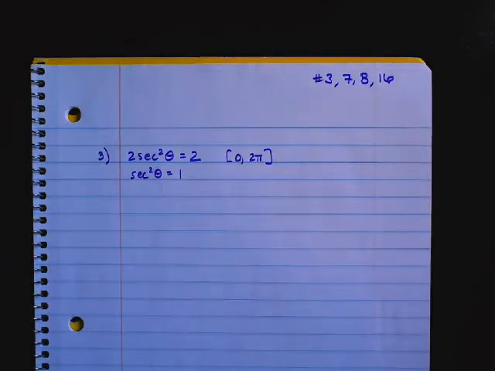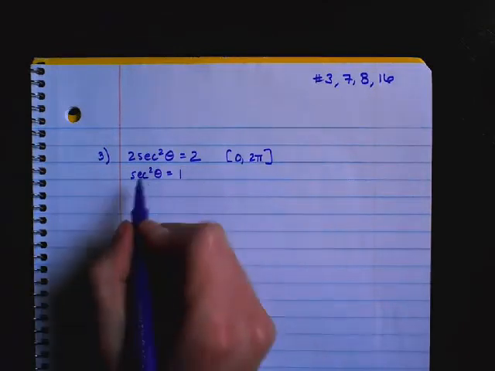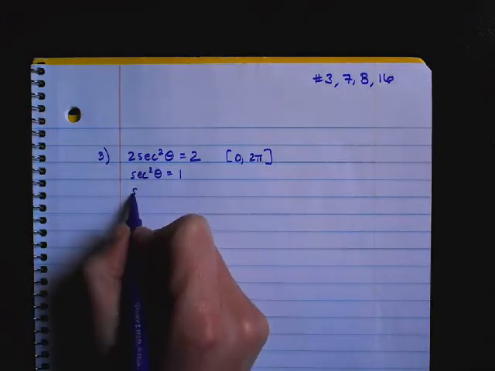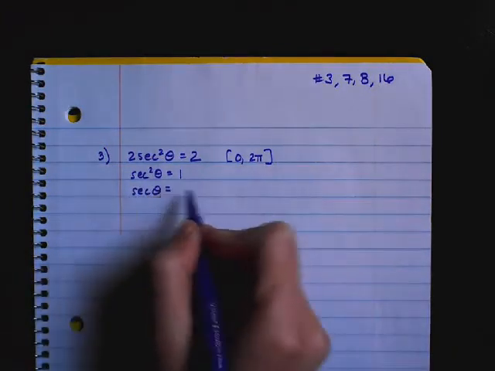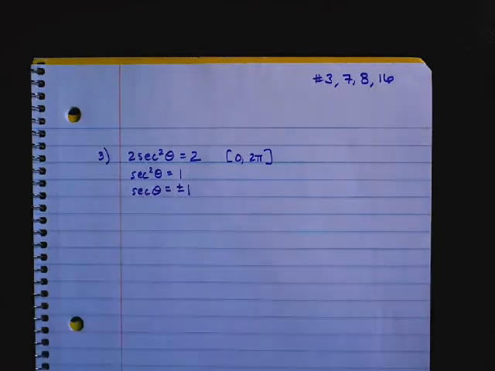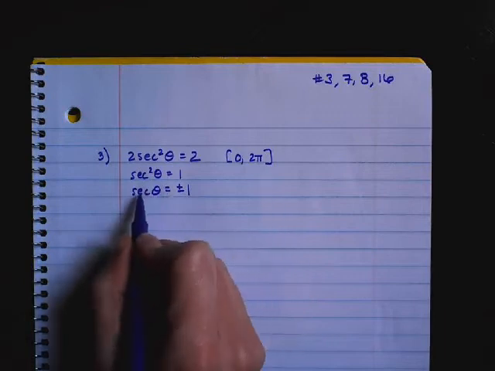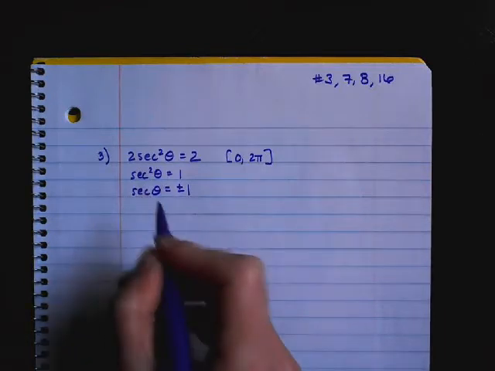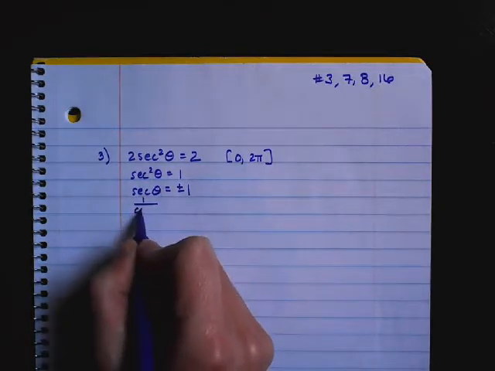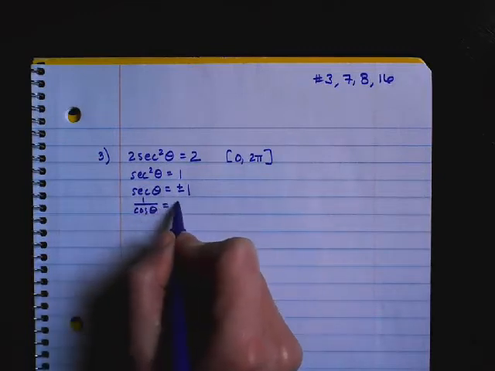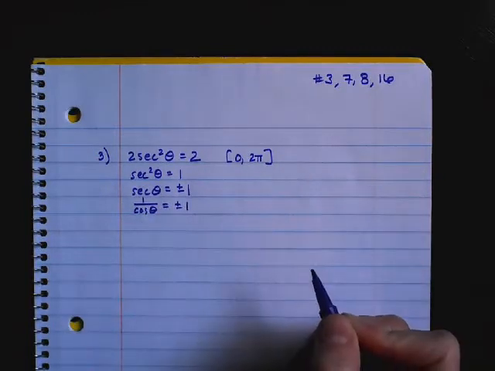We have a couple things that I could do next. I'm going to take the square root of both sides. When I do that, I'm going to end up with secant of theta equals plus or minus 1. This is important. Remember, when you take the square root of both sides, we need that plus or minus in the front. And then we want to remember that secant is the reciprocal of cosine. So this is the same thing as 1 over cosine of theta equals plus or minus 1.